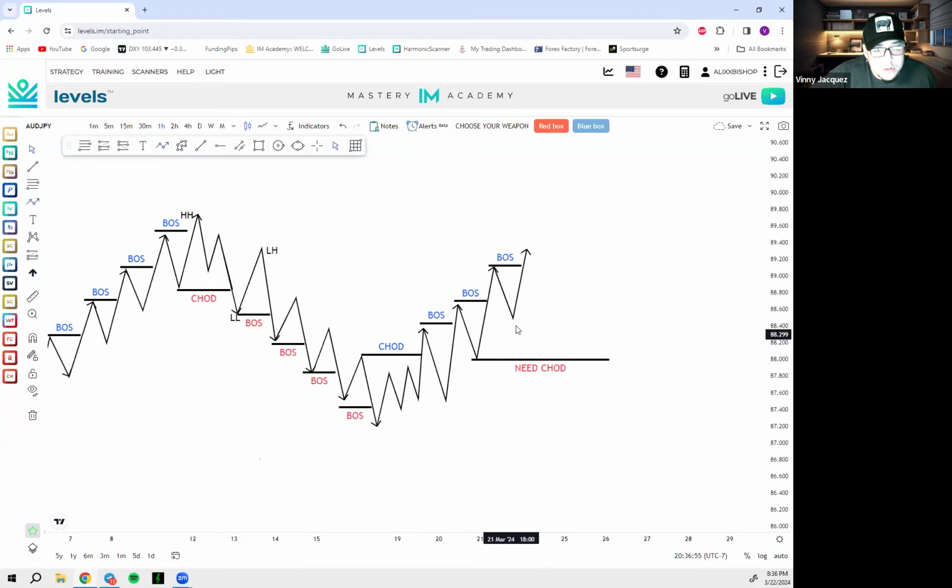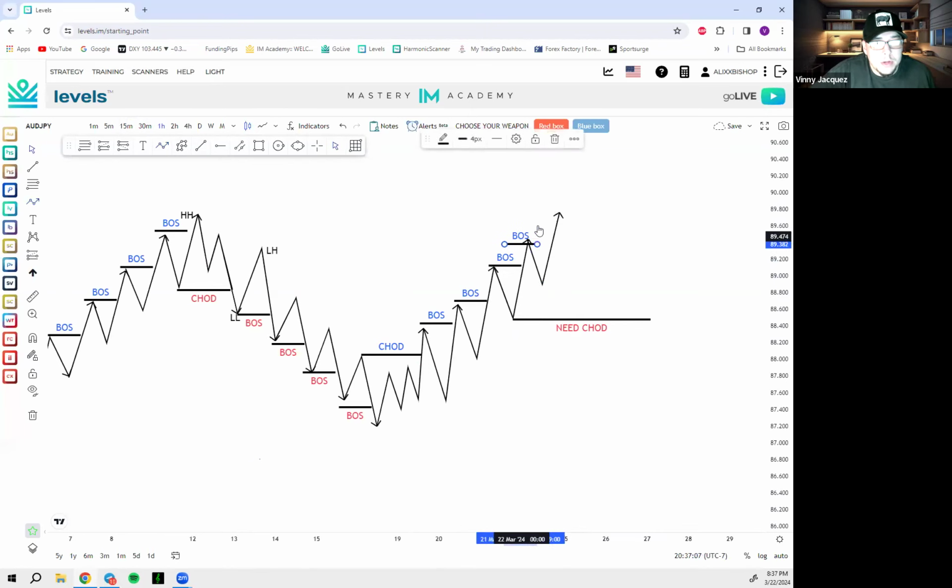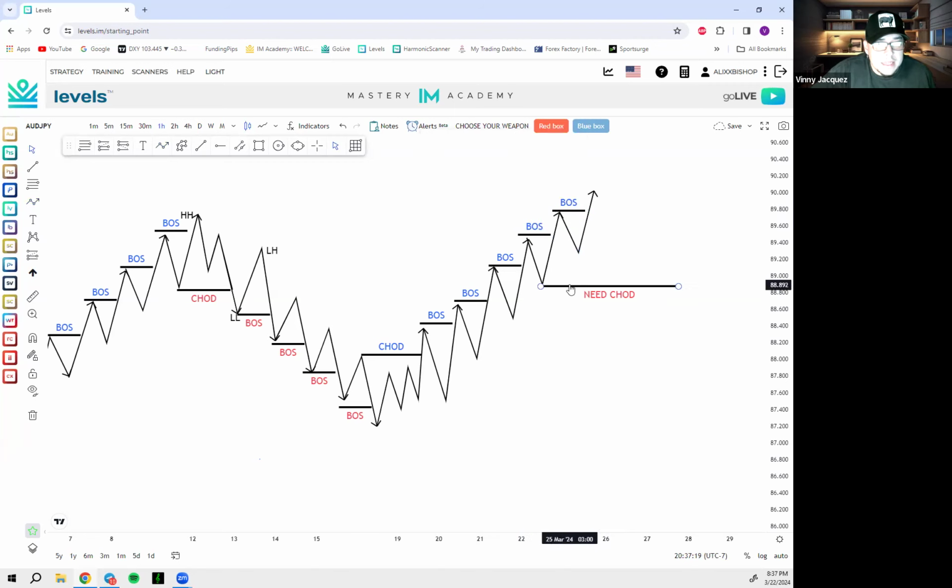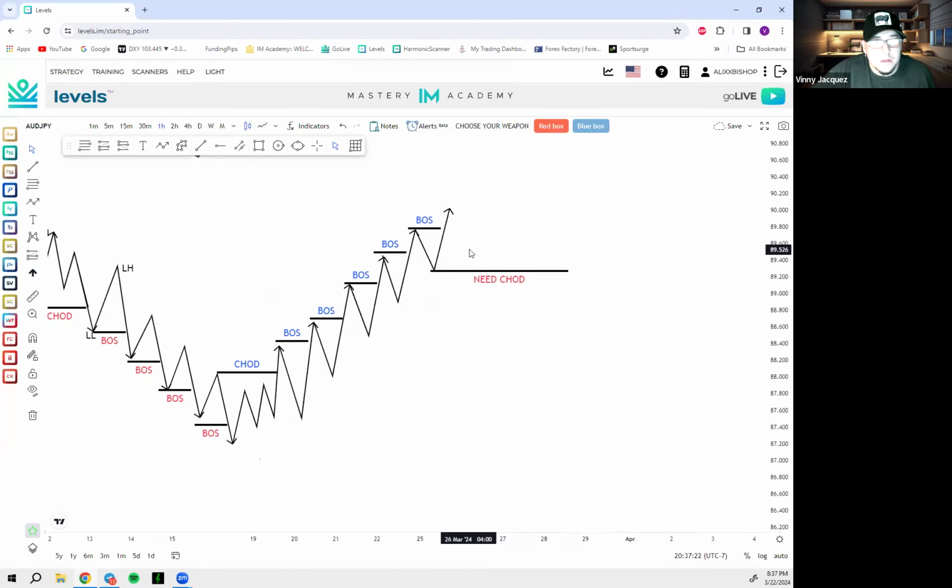Since we made a new higher high, we have to adjust our change of direction line. Always keep that accurate. Higher high, higher low, higher high. Brand new BOS. Let's stay accurate with our change of direction line. Higher high, higher low, brand new BOS. Let's stay accurate because you don't know when the market's going to change direction. So boom, market wants to go ahead and break down.